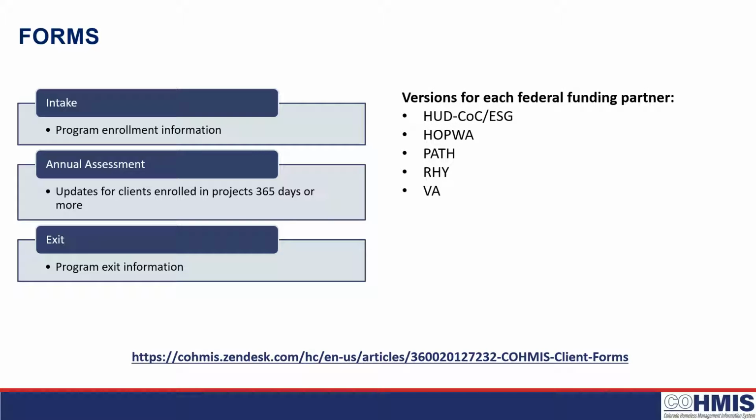It's important to note that there are versions of each of these forms for each of the federal funding partners and their projects. So HUD COC and ESG projects have forms. HOPWA, PATH, RIE, VA. There are relevant forms for intakes, annual assessments, and exits for each of these different federal funding partners posted on the shared statewide help desk. And again, you can access those forms below via the link posted on this slide.